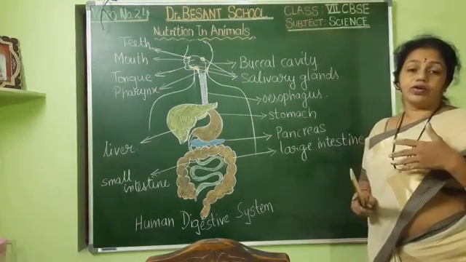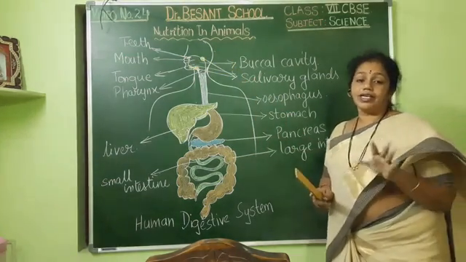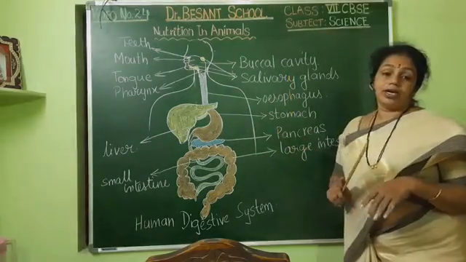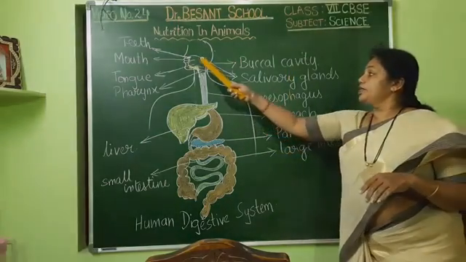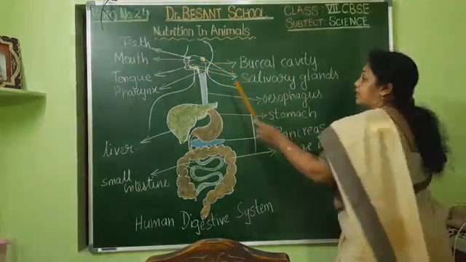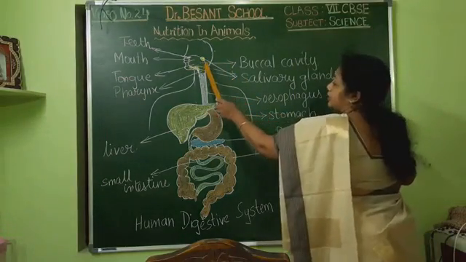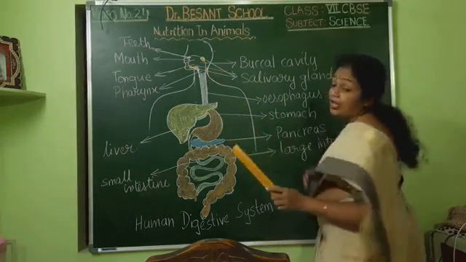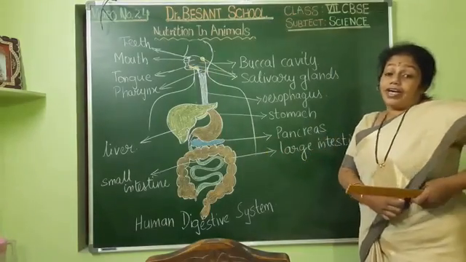If that is not there, we cannot talk, we cannot eat, we cannot digest, nothing can happen. That is why it is very important. And the saliva is produced by the salivary glands. Now from the buccal cavity, as we see, it comes into this part, that is the common one, called the pharynx.